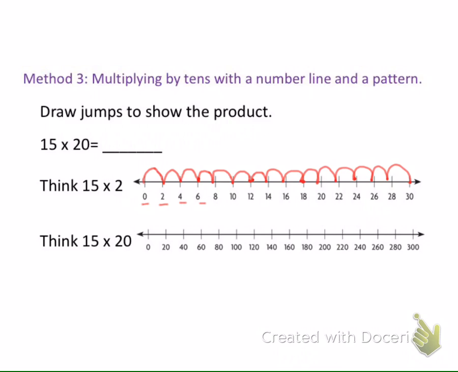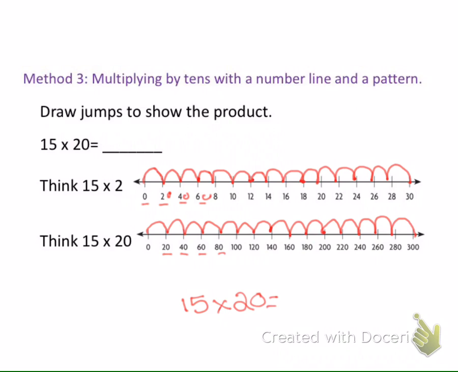Now, notice on this one, 20, 40, 60, 80. It's the same as the one above. We just put the 0 back on, like this and like this. All right? So we can do 15 jumps down here. 1, 2, 3, 4, 5, 6, 7, 8, 9, 10, 11, 12, 13, 14, 15. And we get that 15 times 20 equals 300.